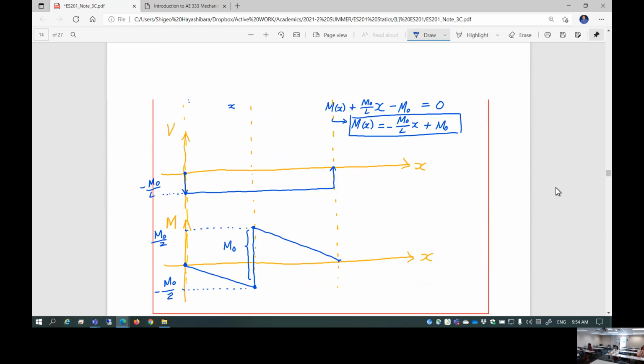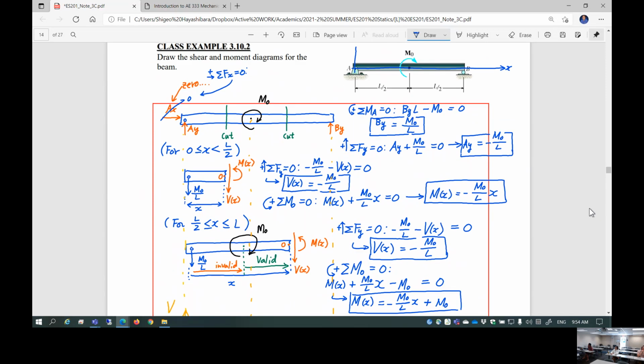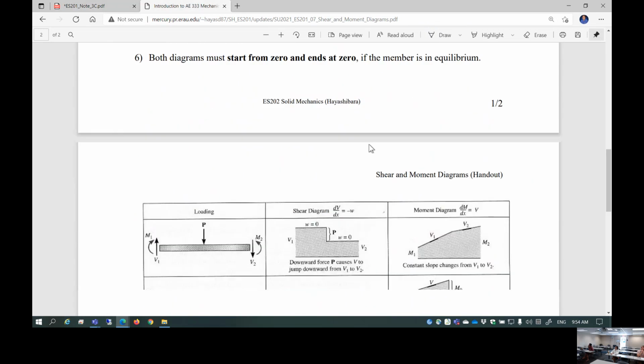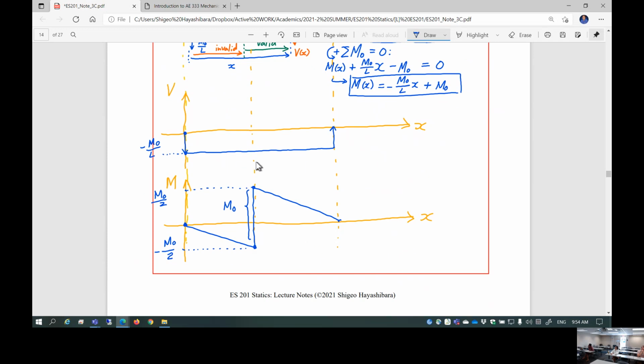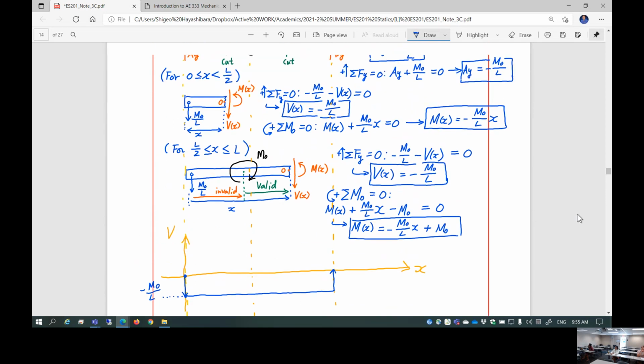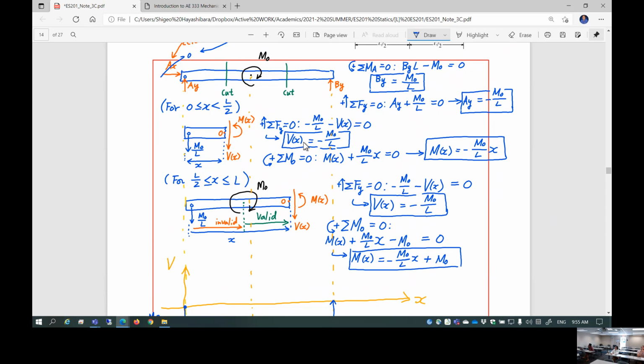Okay. Now, this is optional. If you want to cut a certain segment and find out the shear and moment functions as a function of x, you can still do that. If you want to do that, that's fine. But with this handout, you can certainly draw the shear and moment diagram just like this without looking at what function you're going to develop in this range and that range. This is just a demonstration. Okay, I wanted to show you this is a mathematical function.